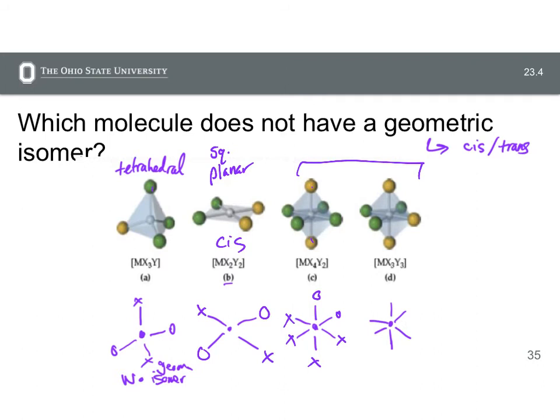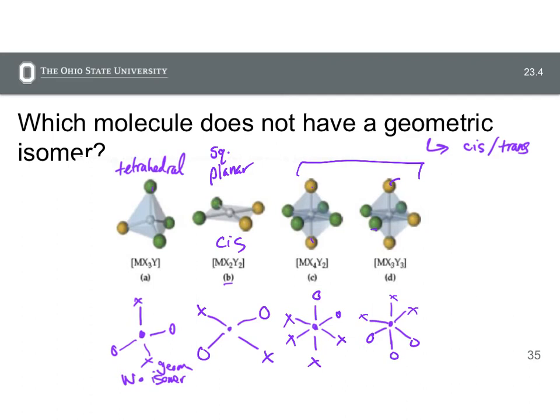And what about D? This one's a little harder to see. This does have an isomer. What you would end up doing is moving this to here. So you would have something like this. That one I find harder to see. I wish I had another yellow to replace this. But. Okay.